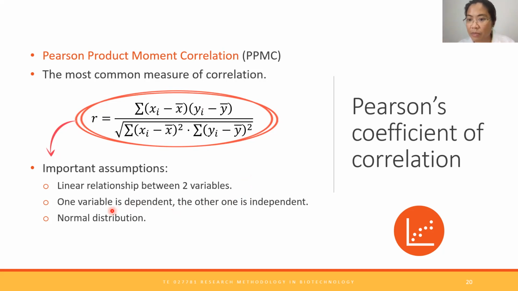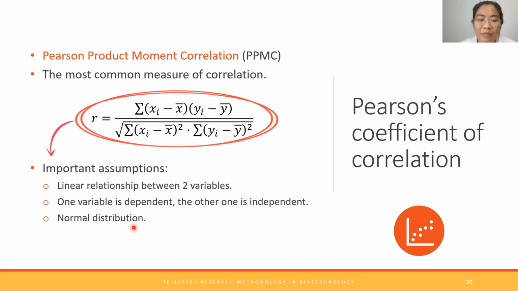That's why Pearson coefficient correlation also relates to the regression, which is the R square values. Okay, and this assumption is that the data set has to have a normal distribution.